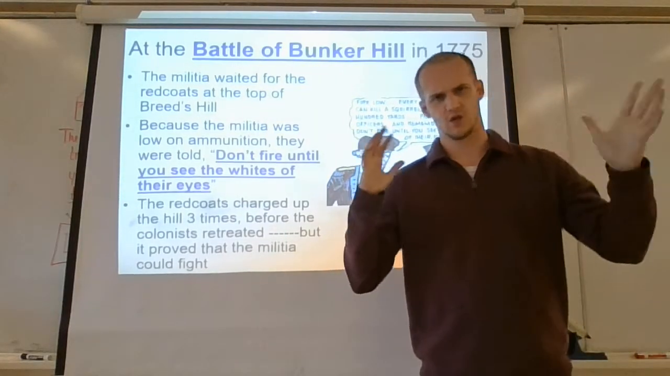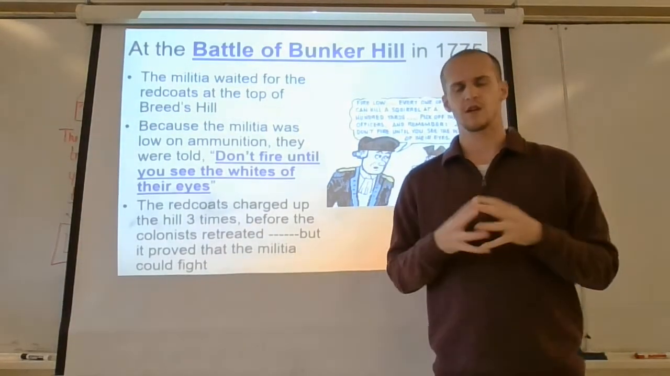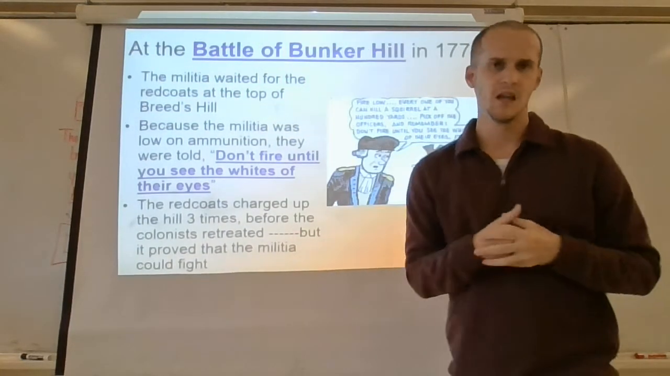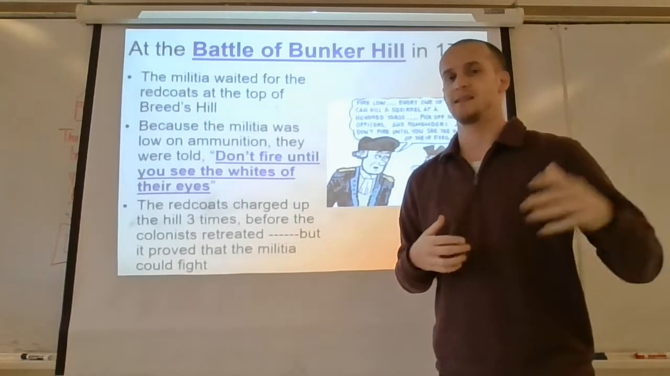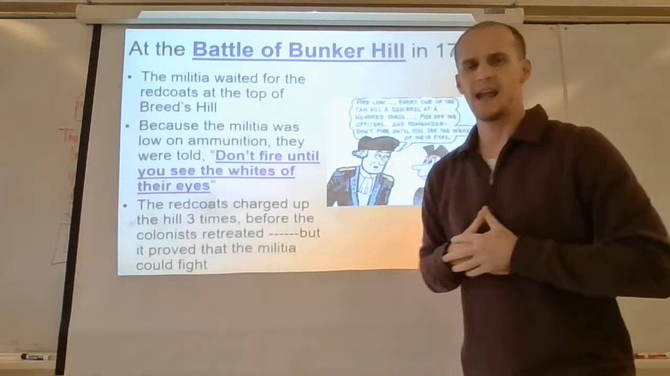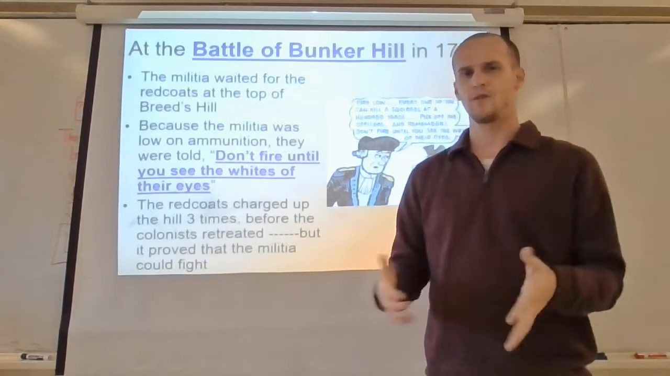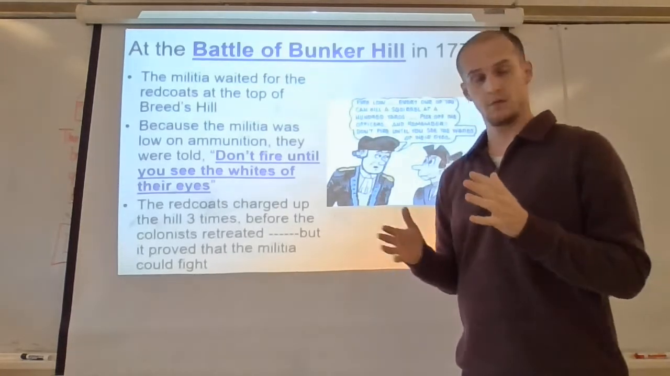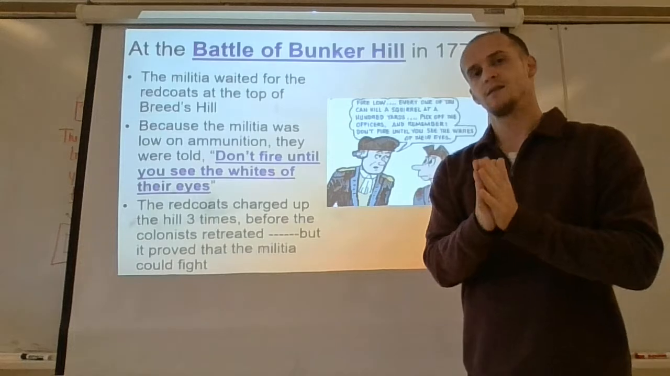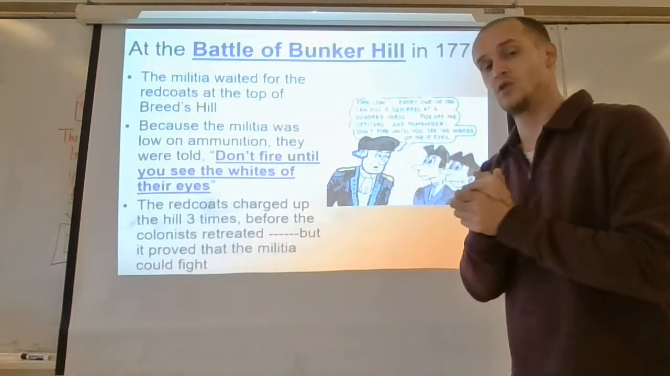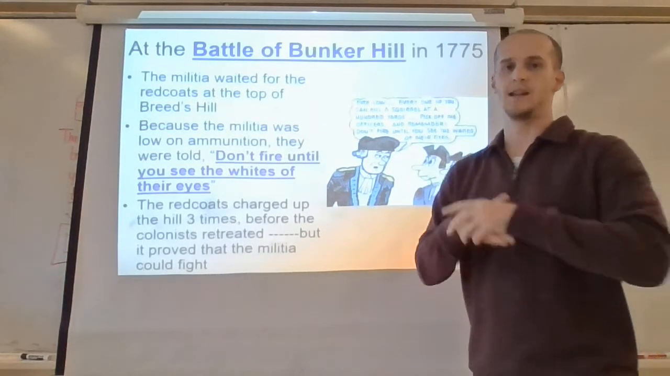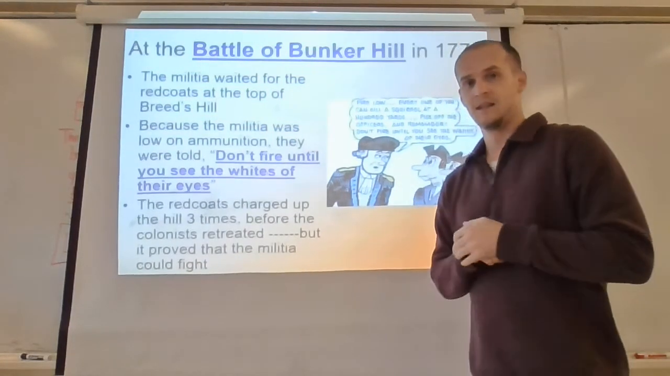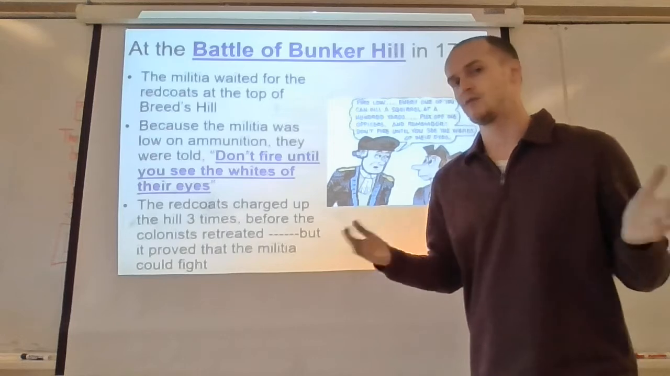All of these militias have come together to create a professional army, and they set up at the top of the hill, knowing that in order for the British to get to them, they must climb that hill. They are shorter on ammo, they have fewer men than the British, and so the militia was told, do not shoot at the British until you can see the whites in their eyes. They wanted to make sure that if they shot, they did not miss. Because again, they're low on ammo. They can't afford to miss.